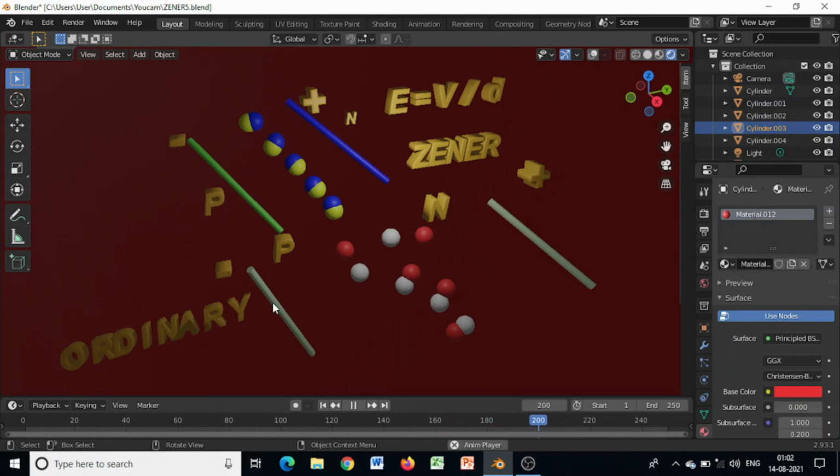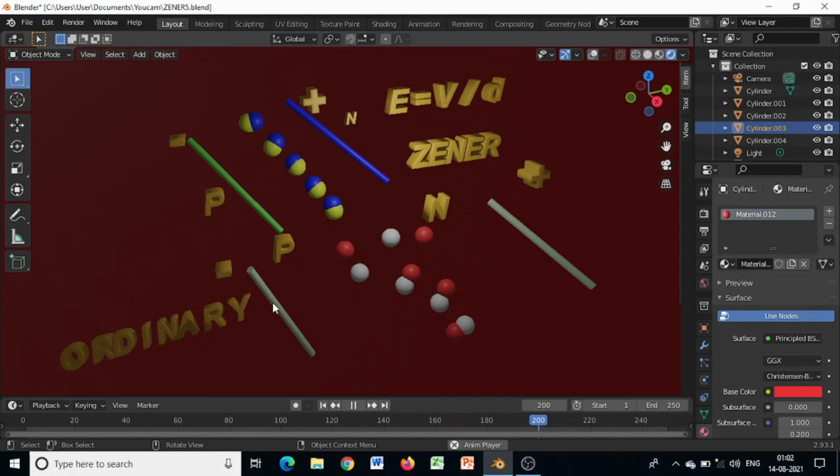The N side is connected to the positive terminal of the battery with the same battery voltage. So for comparison purposes, this is reverse bias, as positive is connected to the N and negative is connected to the P. Positive is connected to the N of the Zener diode, as well as negative is connected to the P of the Zener diode. So both diodes are reverse biased with the same battery voltage.